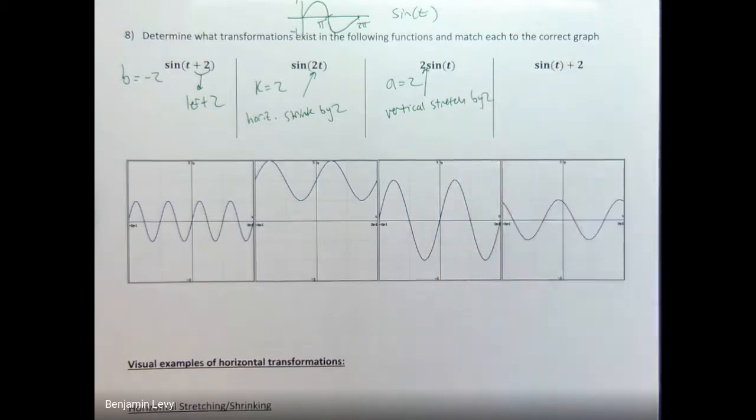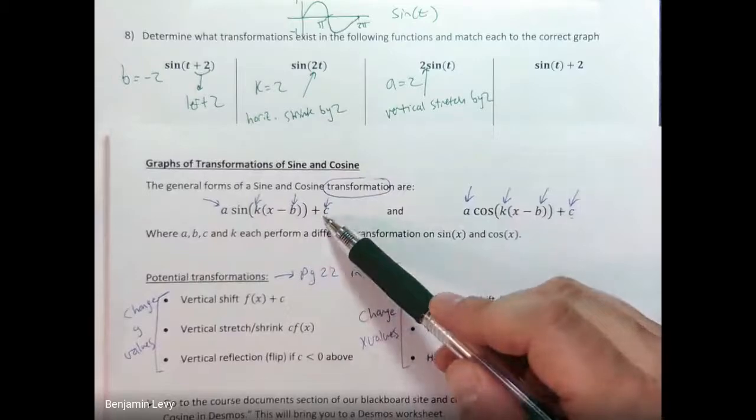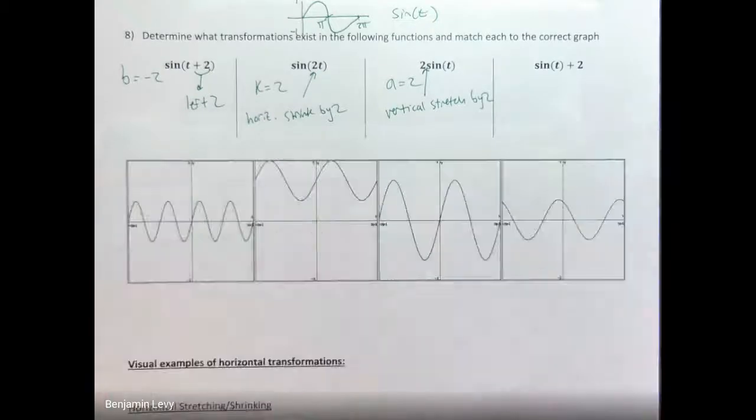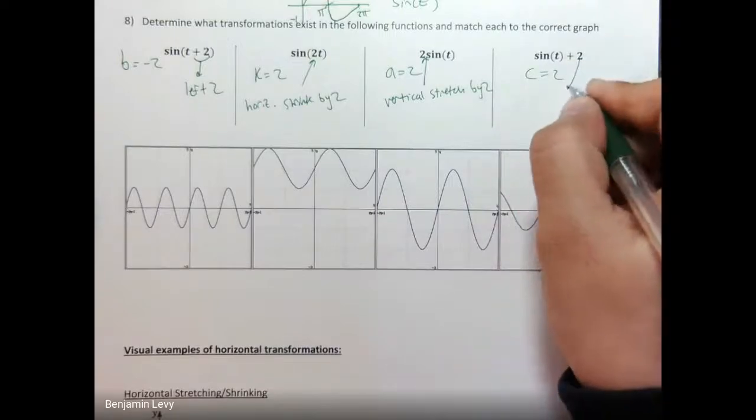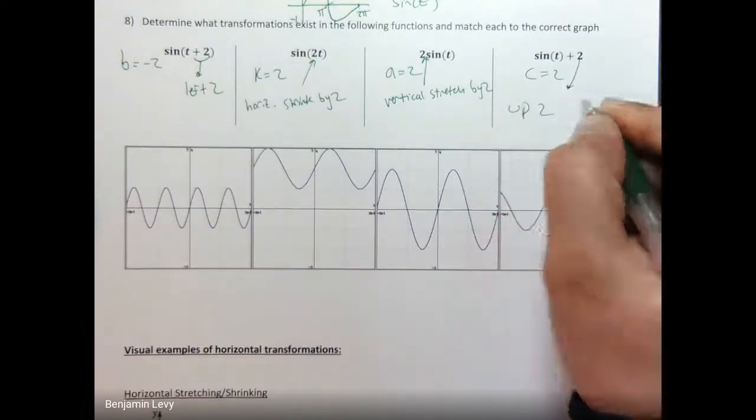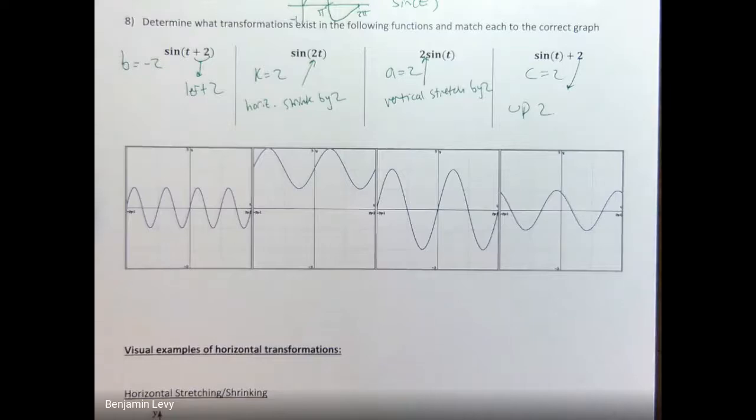by 2. And then lastly, the +2 is a c value, right? It's being added on the outside, so that looks like this one. And so this one has c equals 2. And so that +2 then is moving the graph up 2. And so we would look for a graph that's been moved up 2.